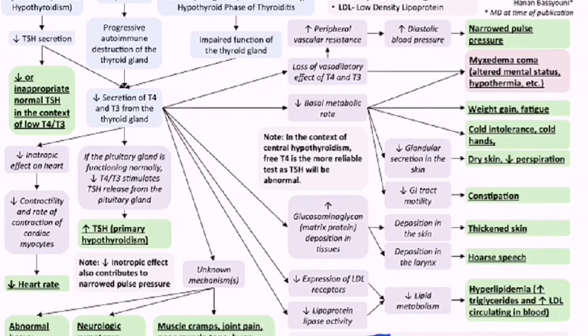You can see some other unknown mechanisms also produce symptoms: neurological symptoms, abnormal heavy menses, infertility, muscle cramps, joint pain, poor muscle tone, and deep tendon reflexes with delayed relaxation, and so on. Iatrogenic causes, such as drugs, can also impair the function of the thyroid gland and decrease the secretion of T3 and T4. Now these are all about hypothyroidism.